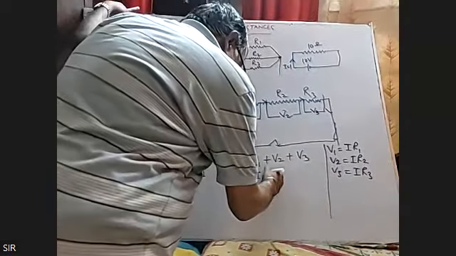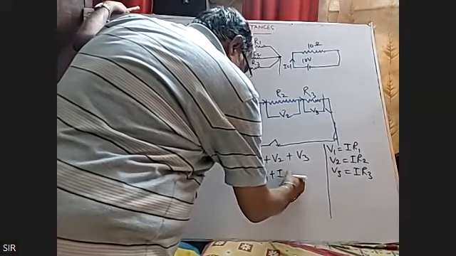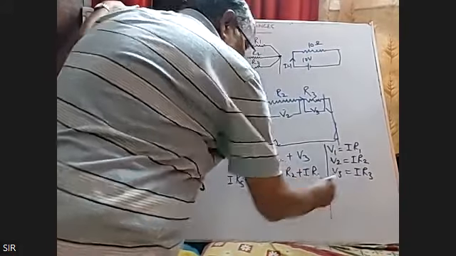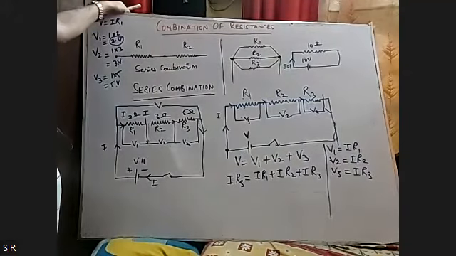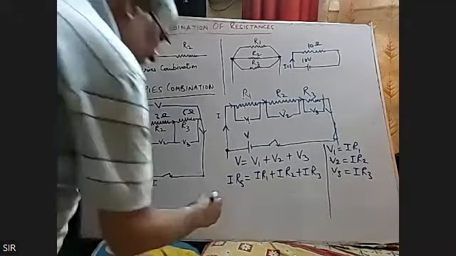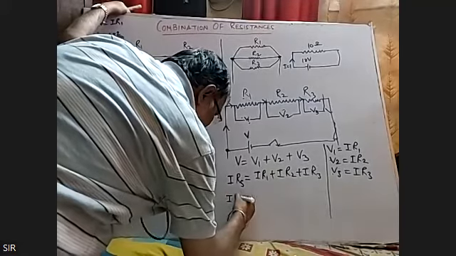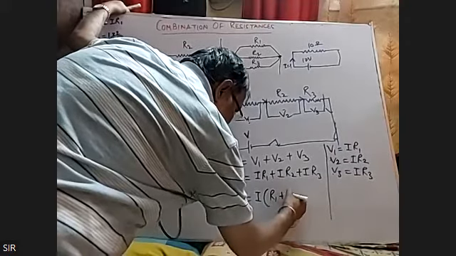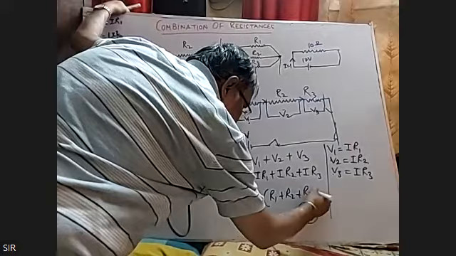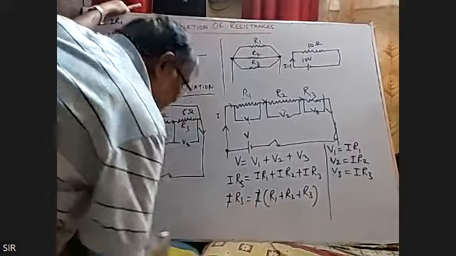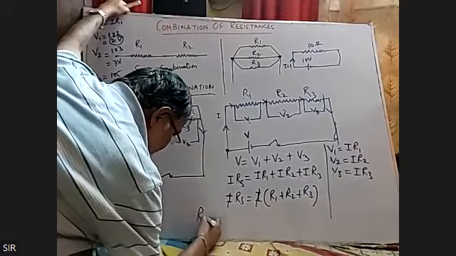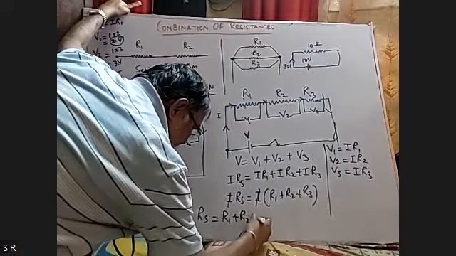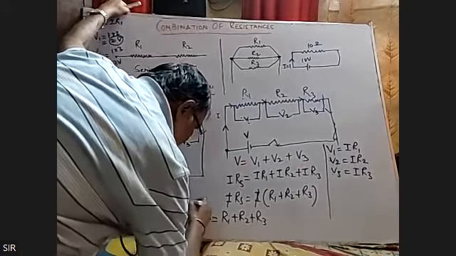IRF is equal to IR1 plus IR2 plus IR3. And I have taken the values of V1, V2, V3 from here. Is this clear? Yes, sir. Therefore, IRS is equal to I, take common, R1 plus R2 plus R3. I cancelled. So we get an expression for series combination as R1 plus R2 plus R3.